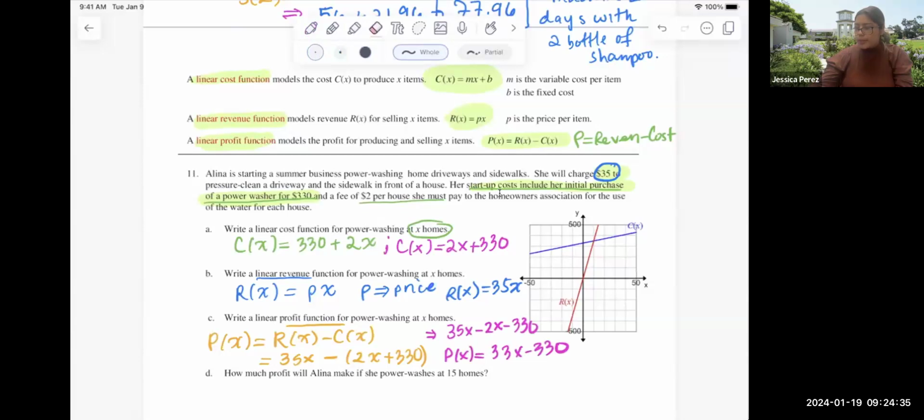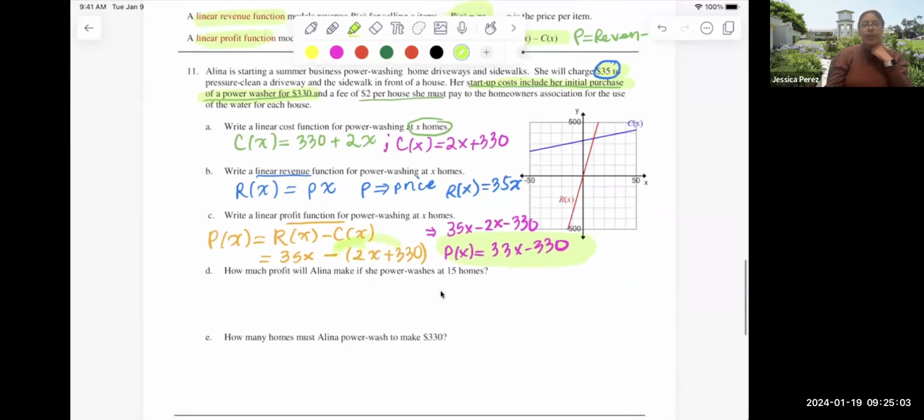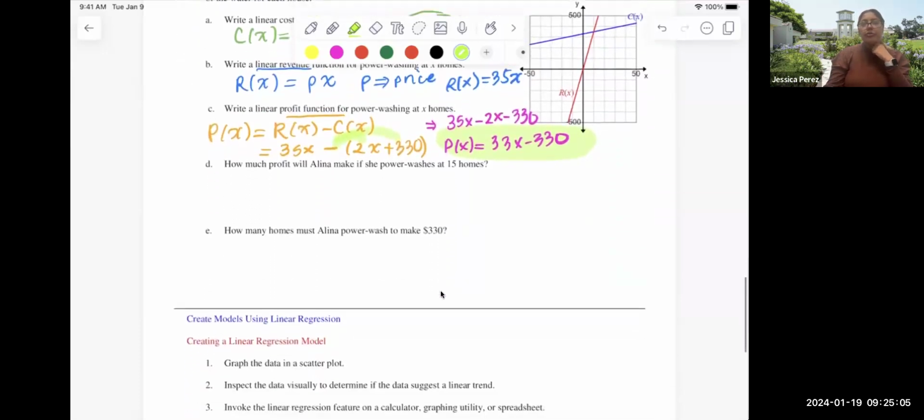So this is actually your linear profit function. So P of X is going to be equal to 33X minus 330. I went ahead and combined like terms, the 35X and the minus 2X, they both have an X, therefore I get a 33X. And the negative 330 comes from distributing this negative 2, like so. Okay. Finally, we have 2 more to go.